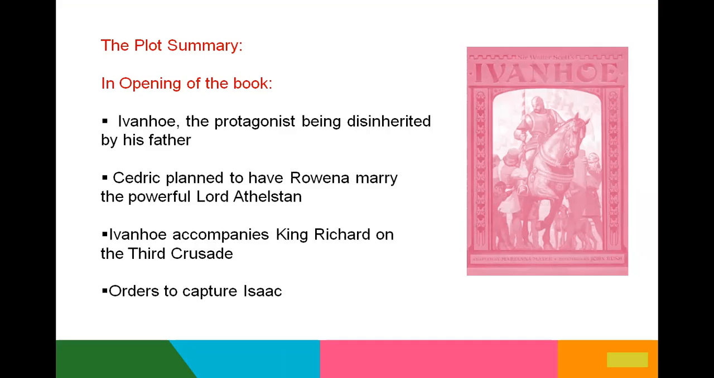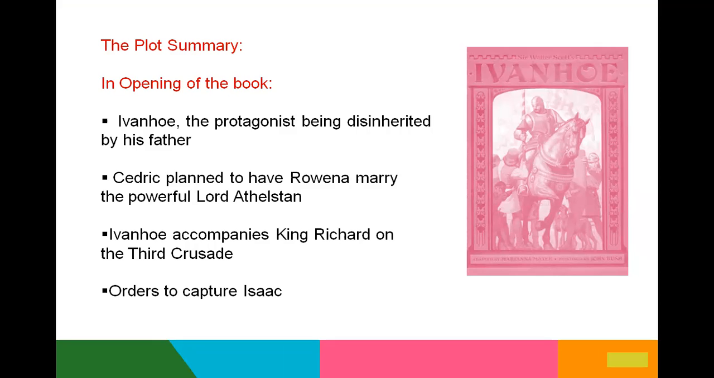Now let's see the plot summary. In the opening of the book, we find that these crusaders are coming back from the Holy Land to their nation. Ivanhoe is also one of them, but he is in the disguise of a farmer. He's the protagonist, the eponymous character of the novel.